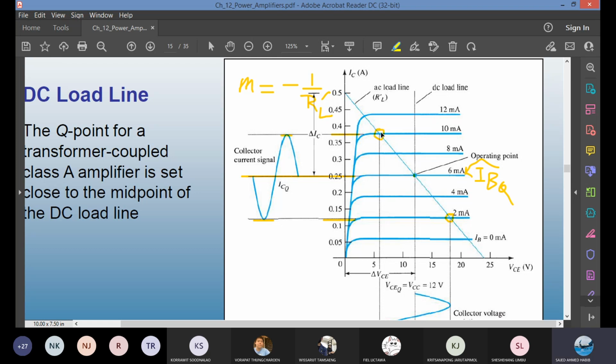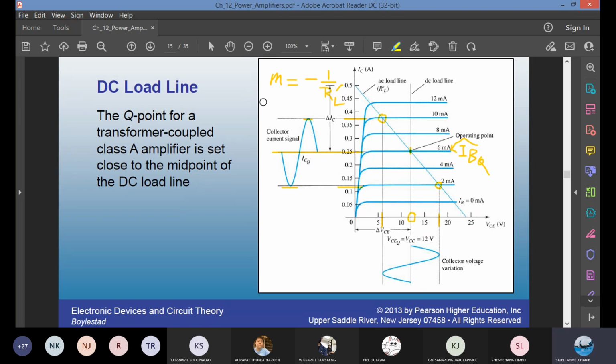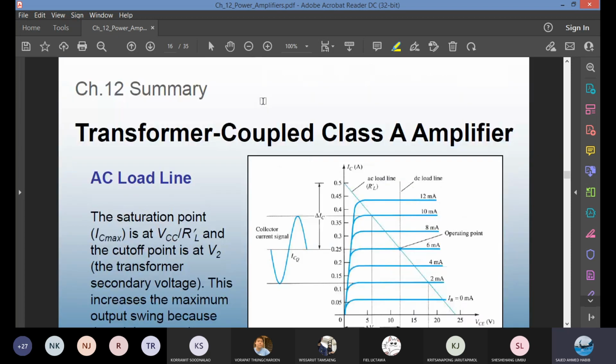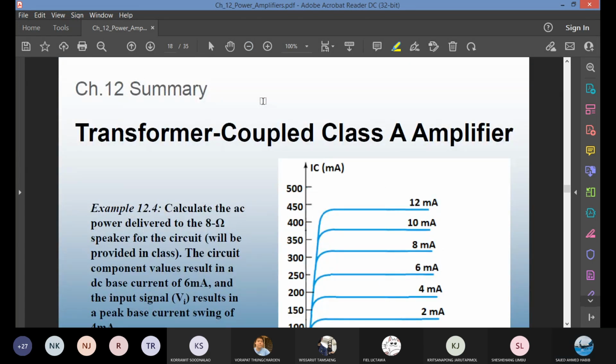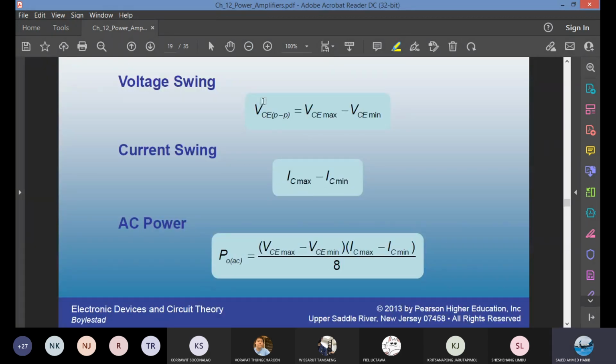And then the same for VCE. From the two extreme points of swing, drop down onto the x-axis. This is your VCEQ, which you found from the Q point. Now this is VCE max, this is VCE min. Why are we taking all this trouble? I'll jump ahead a little bit and show you the formula. This is the formula: VCE max minus min times IC max minus min, divided by 8.